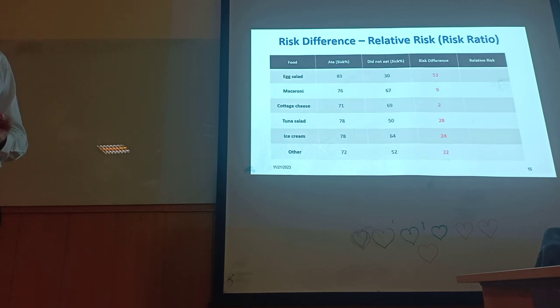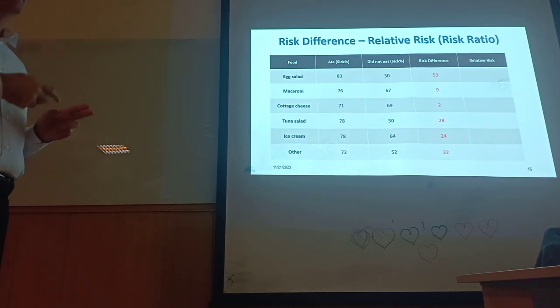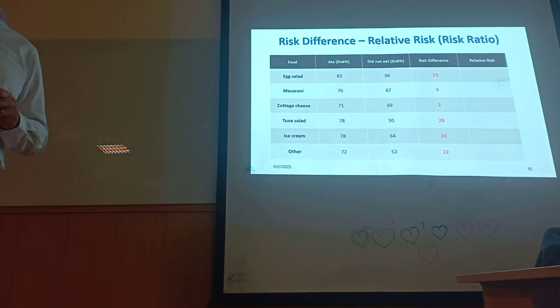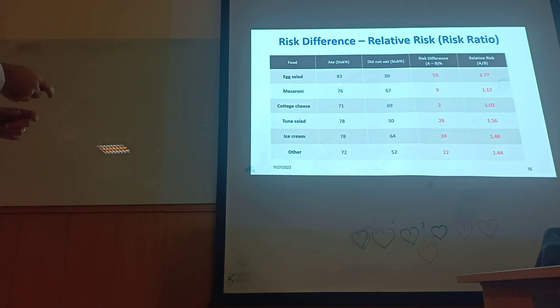Another measure of association is relative risk. What is relative risk? It is the ratio of these two absolute risks: the absolute risk in those who ate and the absolute risk in those who did not eat. So we can divide these two absolute risks to calculate the relative risk, or risk ratio.